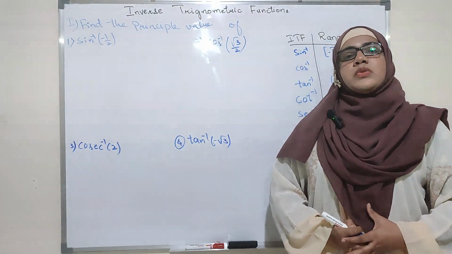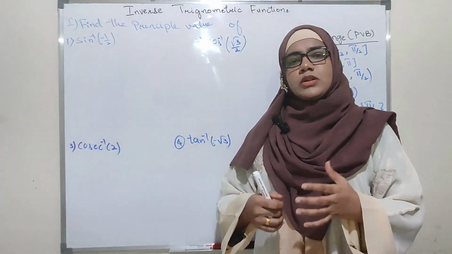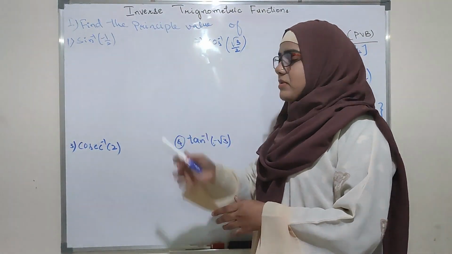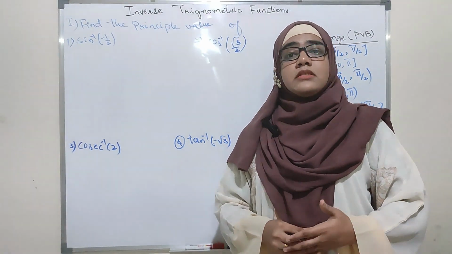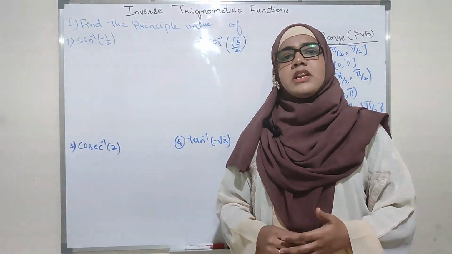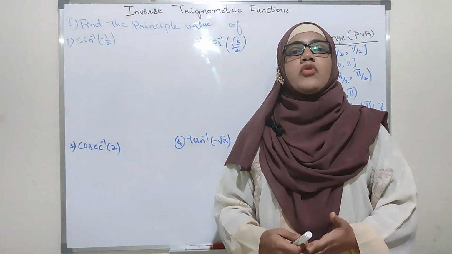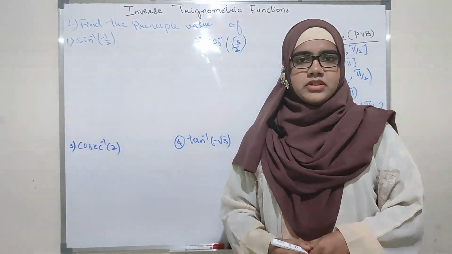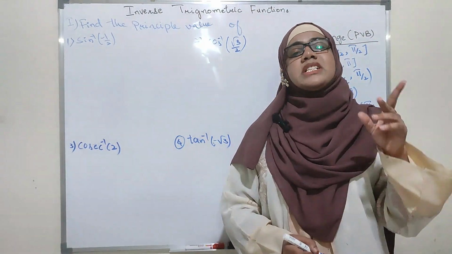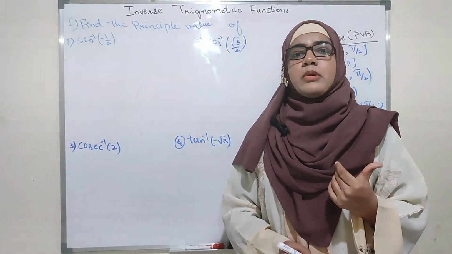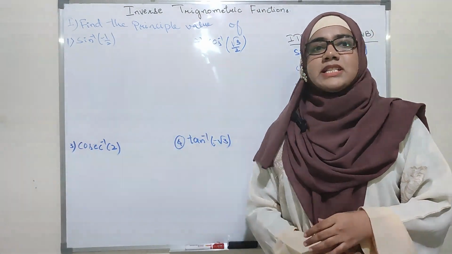Assalamualaikum everyone. So in today's class, we will solve some examples of inverse trigonometric functions. In the earlier classes, we have discussed how to find the inverse of a function, the function is given, and the range and domain for the inverse trigonometric function. According to that, the principal values of that inverse trigonometric function, we will solve some examples.